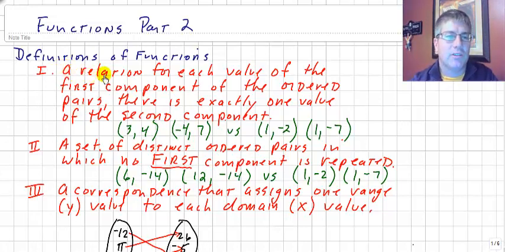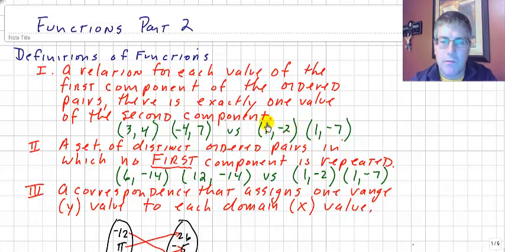Our definition of functions. Here are really three different definitions of functions, or three different ways to say the same thing. A function is a relation that for each value of the first component of the ordered pair, so each value of the first component, so the x, there is exactly one value of the second component, or y. So these first two ordered pairs demonstrate a function. My first component is 3, and it leads to 4. And negative 4 leads to 7. So these two make up a function.